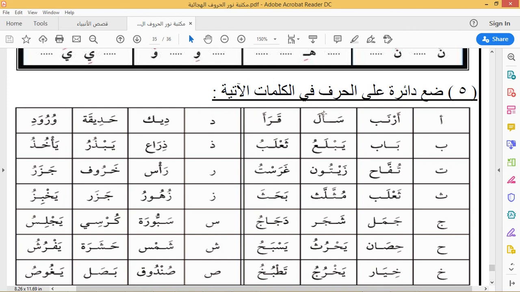ضع دائرة على حرف في الكلمات الآتية. So here what you do is you have hamza on this row. So you have to circle out hamza in the words on this row. Likewise, you have dal here. Circle out dal on this row. Know that this is a different table, but you start from this table. So you circle out the letter that starts the row from the right. You circle it out in the next cells on the row. So this is what you are expected to do in this exercise.